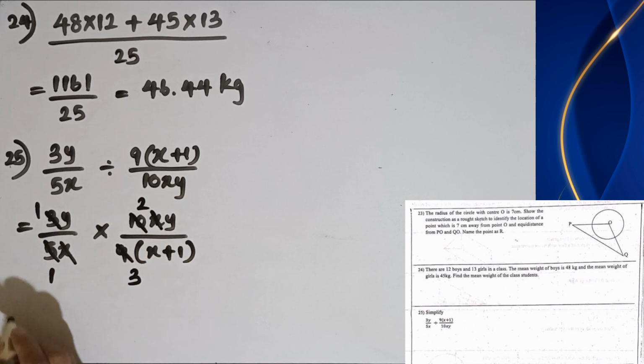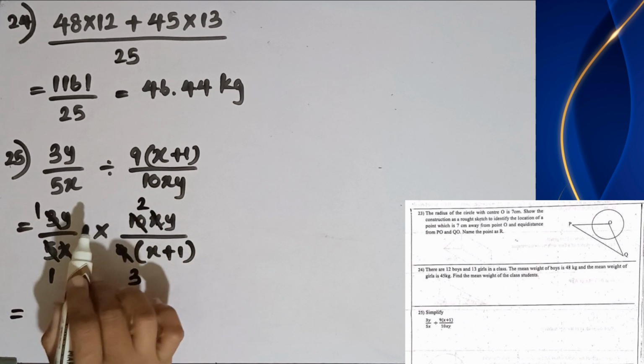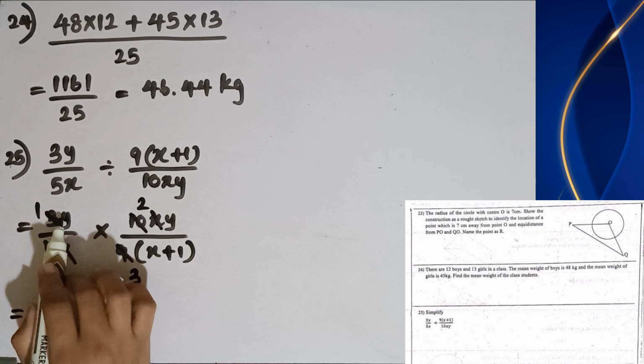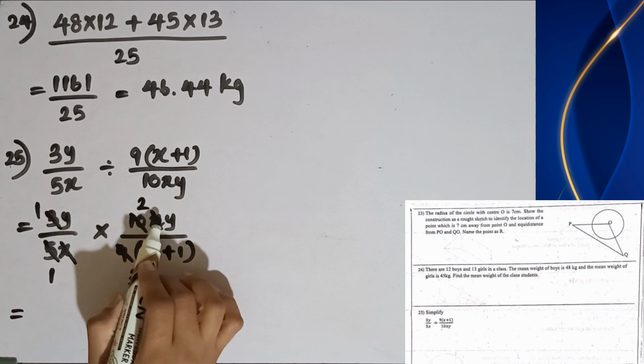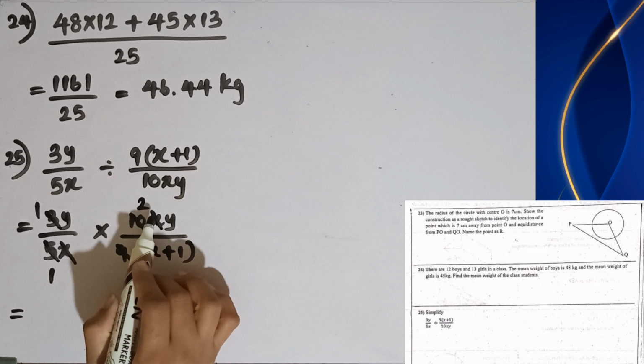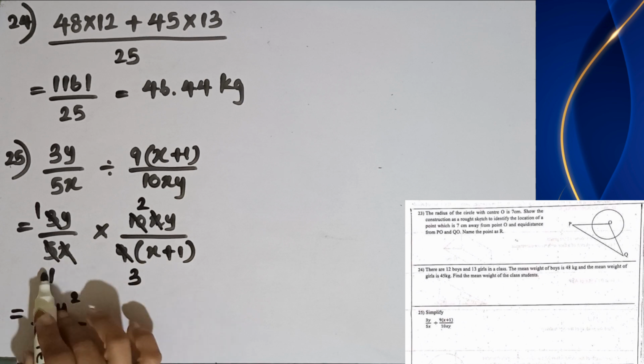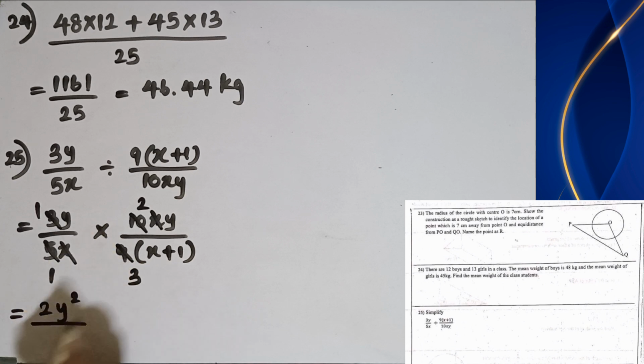That's all. Now we have to multiply the two denominators and two numerators separately. y times 2y, that means 2y squared. 2y squared over, then here 1 is remaining, then 3 times x plus 1. This is the answer.